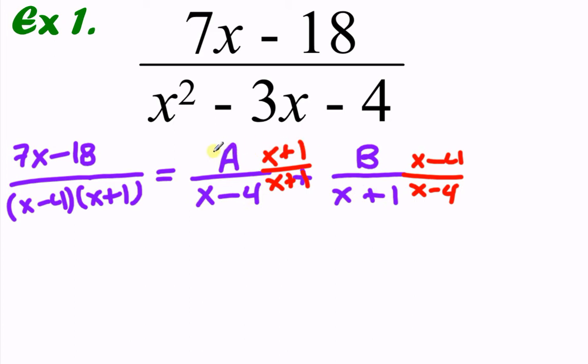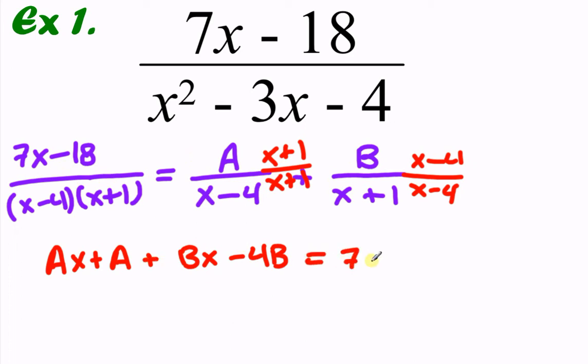So A distributes to both of these. You'd have ax plus a. B distributes to both of those, so you would have bx minus 4b. And what you have to realize now is when you add these together, it's supposed to turn into this. So this top here that I've just created had better turn into 7x minus 18. If it doesn't, either this isn't doable, which is a possibility, or I just messed something up, because this is the only way it's going to turn into a fraction of smaller pieces.